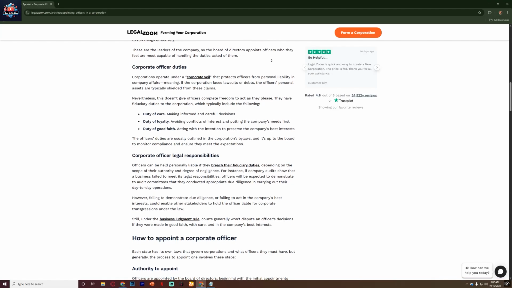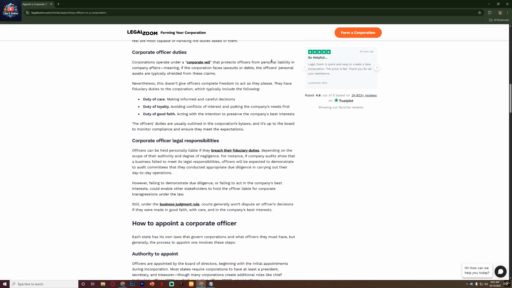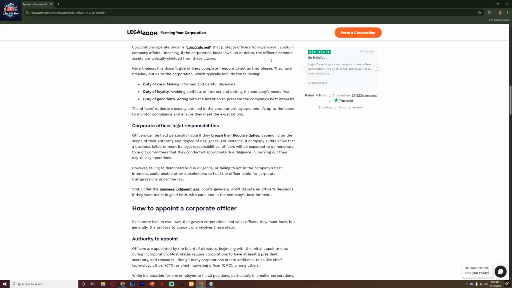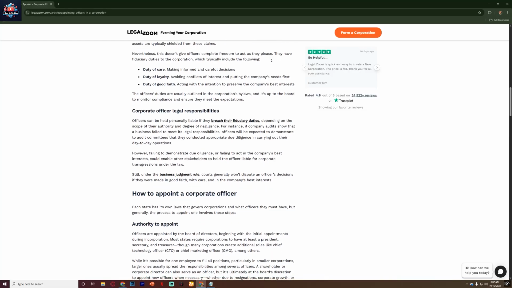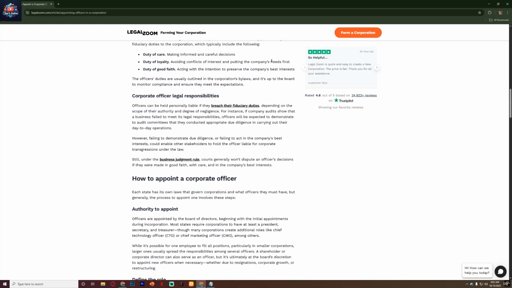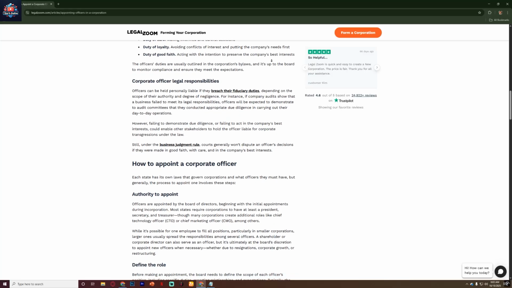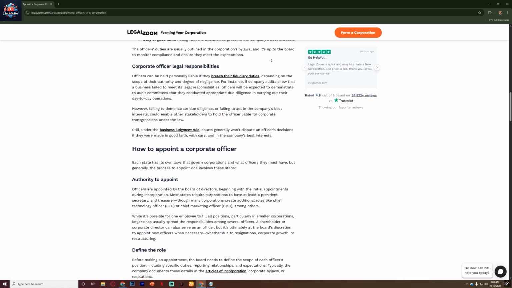It's also good practice to draft officer agreements, short documents that outline the terms of employment or engagement for each officer. These can include compensation details, performance expectations, confidentiality clauses, and terms for removal or resignation. While not always legally required, these agreements provide clarity and protect both the corporation and the officer from potential misunderstandings.